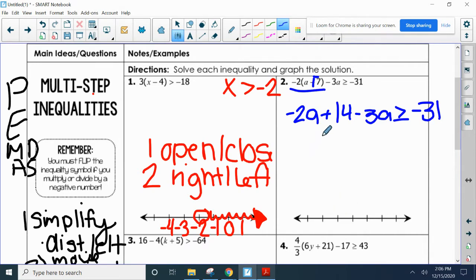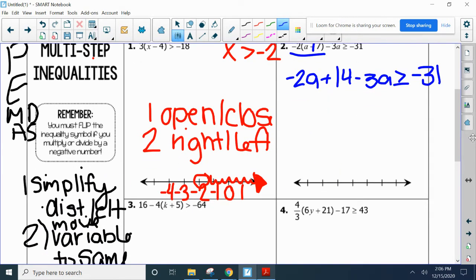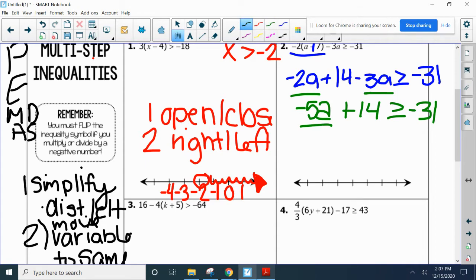All right, so then our second step in that simplification process, we're going to go ahead and combine our like terms. Remember, we're treating the left side like its own expression, so we're only combining like terms on the same side or in that same expression. So I have a negative 2a and a negative 3a. When I combine those, I'm going to get a negative 5a, because 2 negatives is going to make it bigger negative. So negative 5a plus 14 is greater than or equal to negative 31, because all we've done is combine our a's.